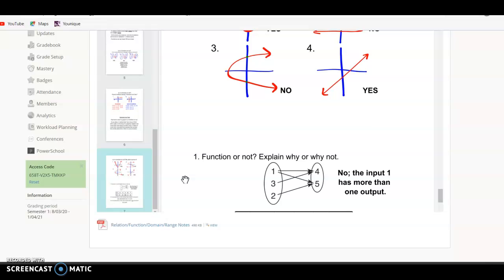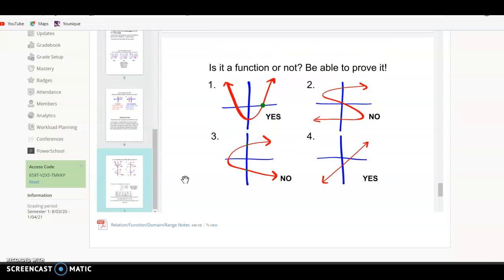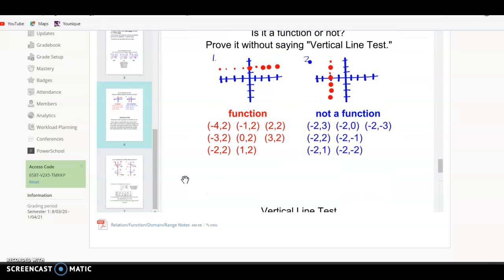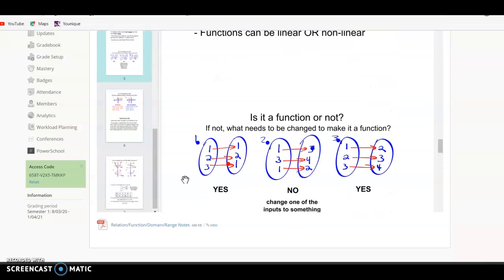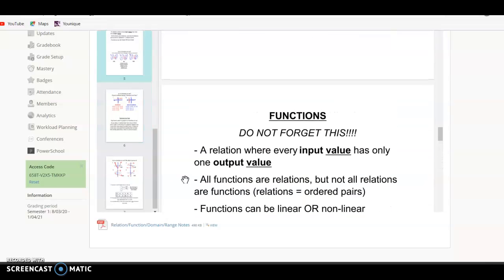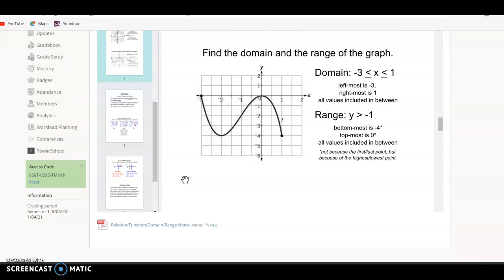So I hope you understand that a function is when each input has only one output. The next thing that I want you to do is the functions work, the function practice problems.